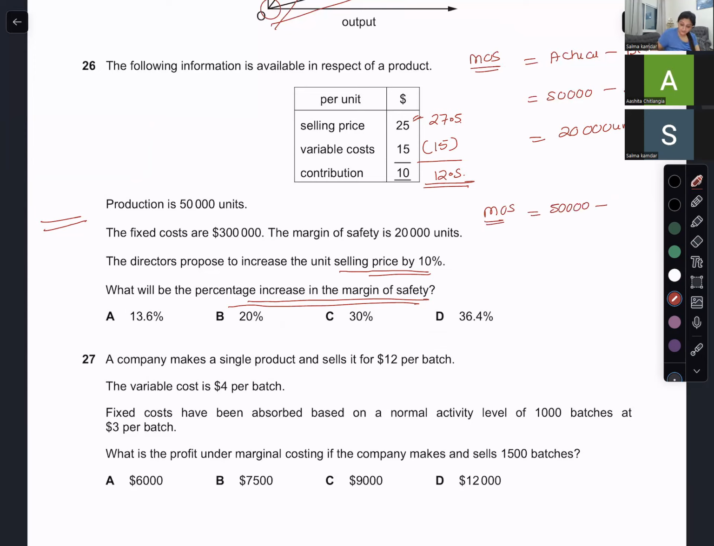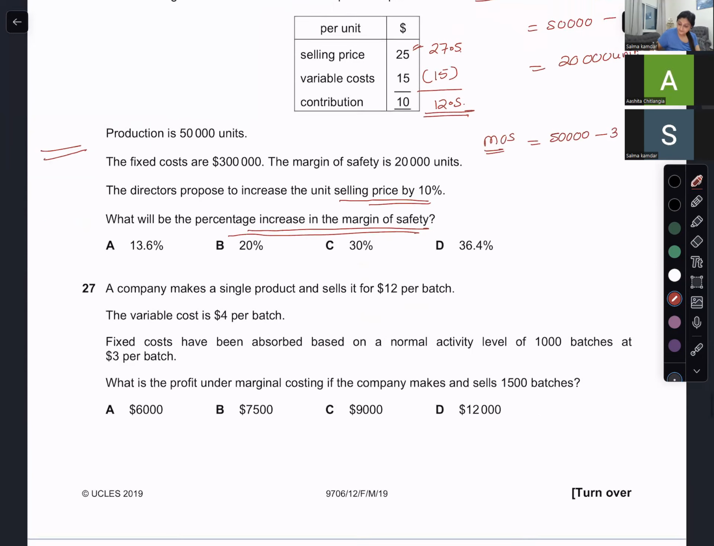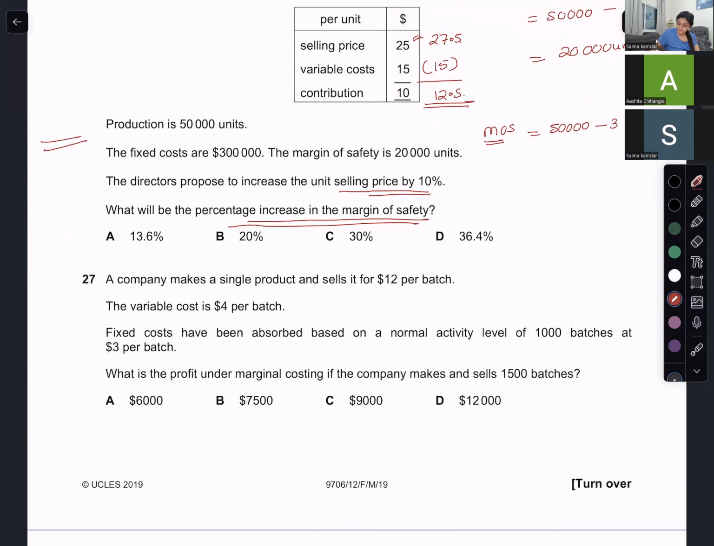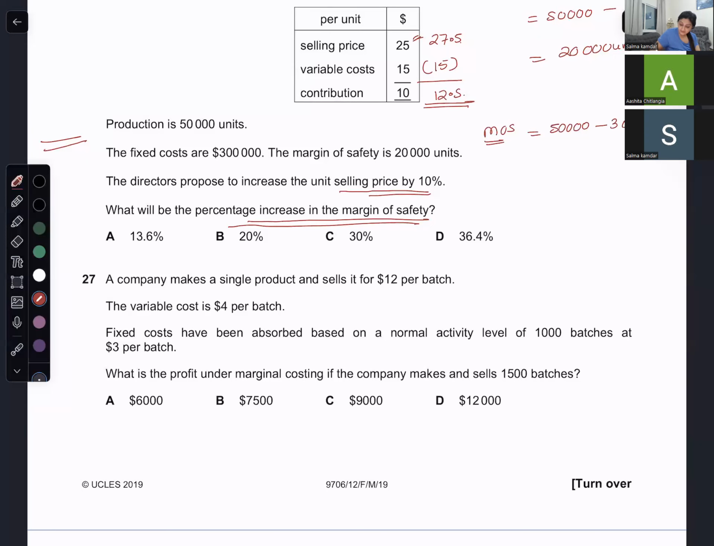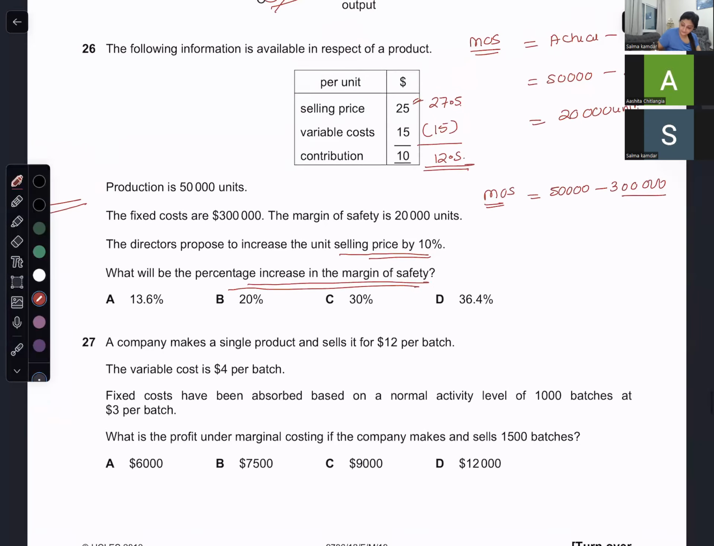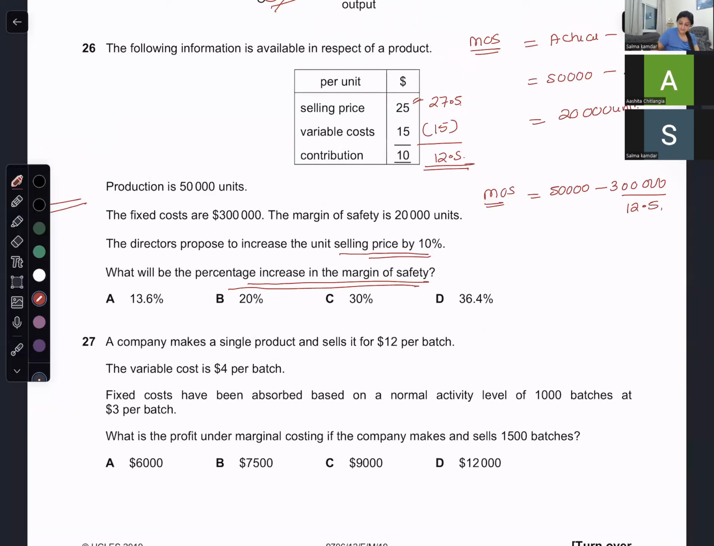50,000 is the actual units. Now break even units will change, right? By how much? 300,000 divided by the new contribution. So this will be 50,000 units minus the new break even units. Can you give me the new break even sales? $24,000. So the new margin of safety will become how much?